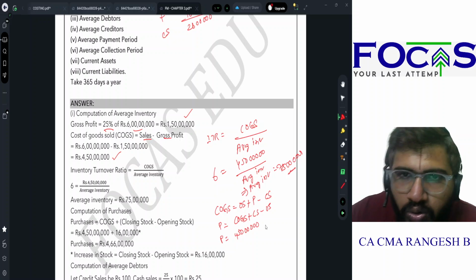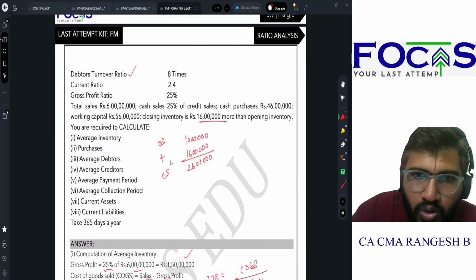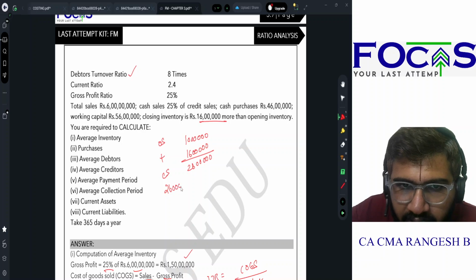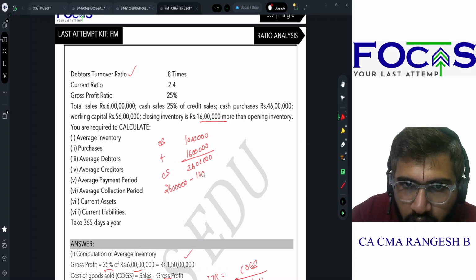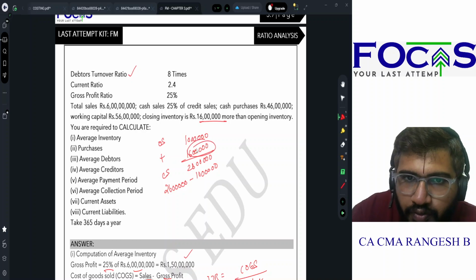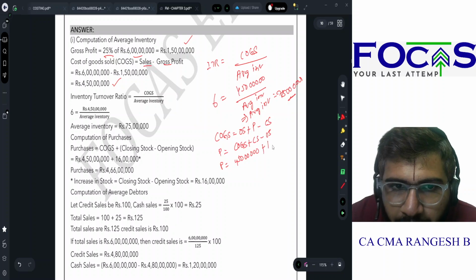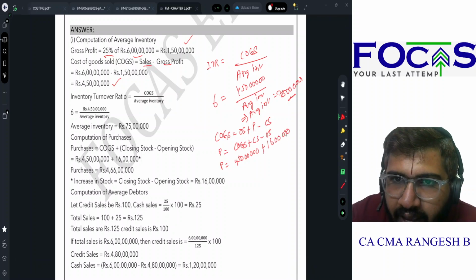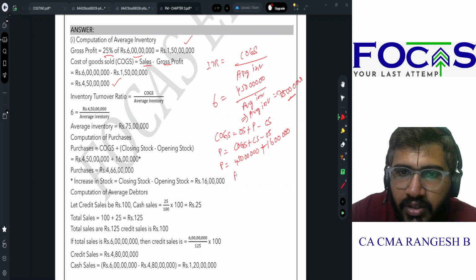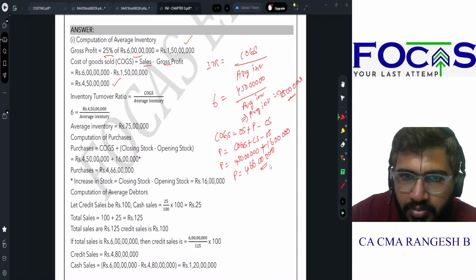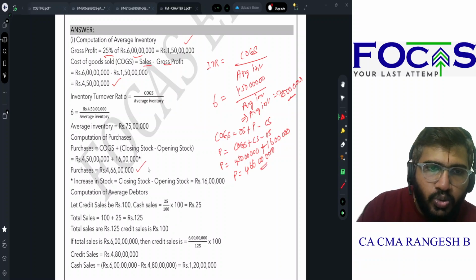இங்க என்ன போட்டிருக்கோம்? க்ளோசிங் ஸ்டாக் மைனஸ் ஓப்பனிங் ஸ்டாக் தான் போட்டிருக்கோம். So closing stock is 26 lakhs. For example தான் சொல்றேன், opening stock is 10 lakhs. So difference will be how much? அதே 16 lakhs தான். So நேரடியா நான் திருப்பி closing stock, opening stock எல்லாம் calculate பண்றதுக்கு பதிலா I can write plus 16 lakhs. So my purchases is 4 crore 66 lakhs. It's my purchases. Yes, super.